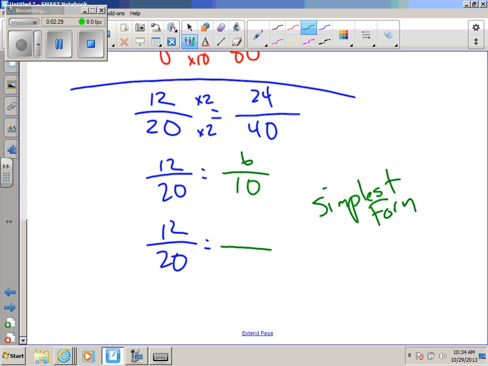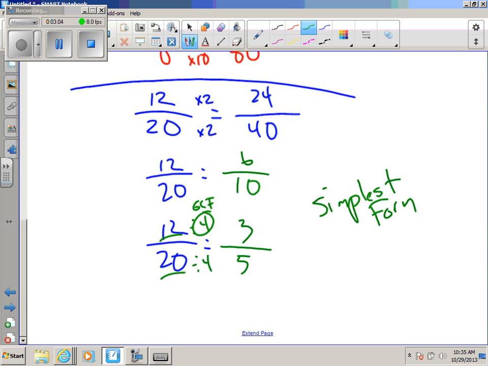They have 2 in common, but something larger that they have in common would be what? 4. So 12 divided by 4 is 3 and 20 divided by 4 is 5. 4, ironically enough, is also the what of 12 and 20? Yes, the GCF. 4 is also the GCF between 12 and 20. So if you divide numerator and denominator by their GCF, you will always get a fraction that's in simplest form.